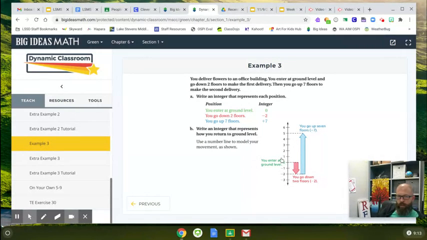So if you draw a little picture, first we start at 0, we enter at ground level, then we went down 1, 2, right? Then we went up 7, 1, 2, 3, 4, 5, 6, 7, and we end up at floor number 5. The second delivery is on the 5th floor. You must go down 5 floors to return to ground level, so that's going to be -5, right? So see how -5 and -2 gets us back to 0? -5, -2 equals -7.